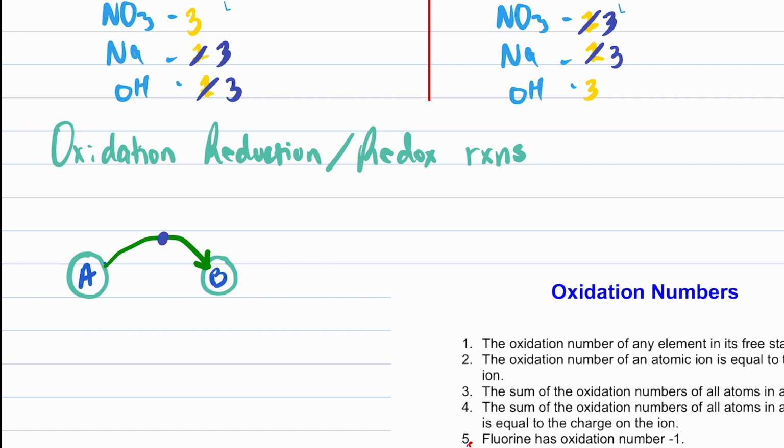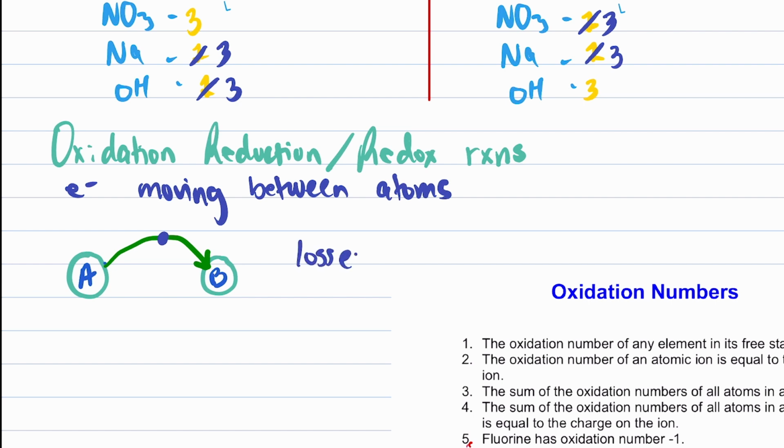Electrons moving between atoms. All right? Given that electrons are negative, like we've discussed when we were talking about Lewis structures, if you're losing electrons, you're becoming more positive. And if you're losing electrons, you're said to have been oxidized. So this is known as oxidation.